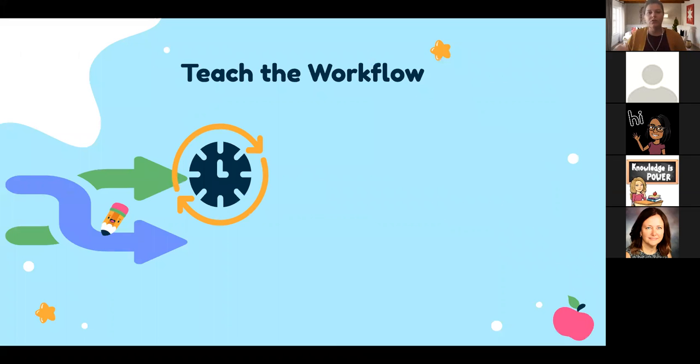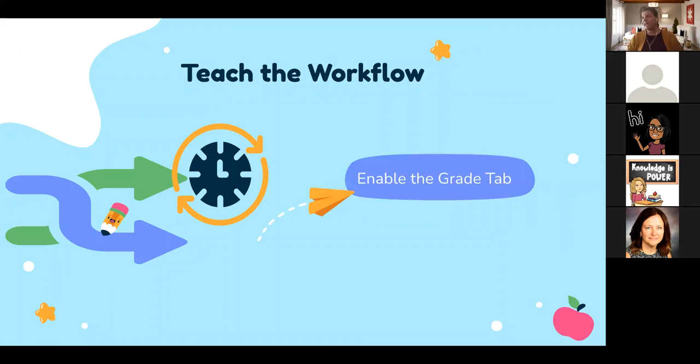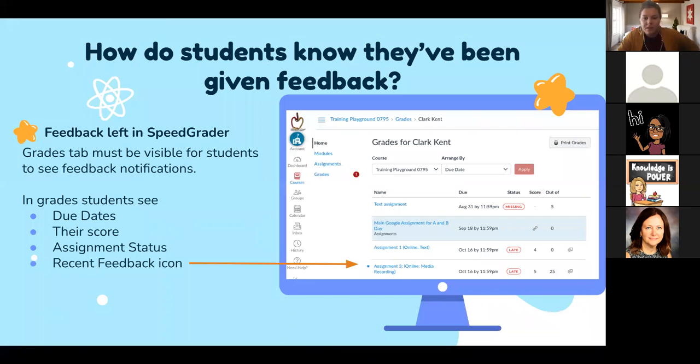So like now, once you've edited assignments, how do they know to go back to it? So the first thing I'm going to say is enable that grade tab. Let me show you what that looks like. It doesn't look like grades like we see. Right here, you see the grades tab. When you have that turned on, they get this little notification right here that says, oh, someone's left me feedback. And when you click on that, you see that blue dot? That's the one notification for feedback that they haven't read yet.